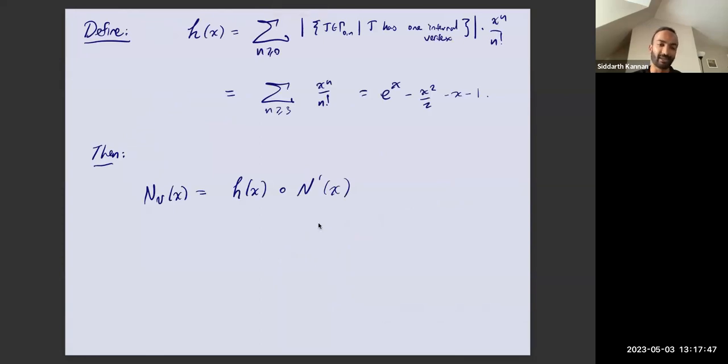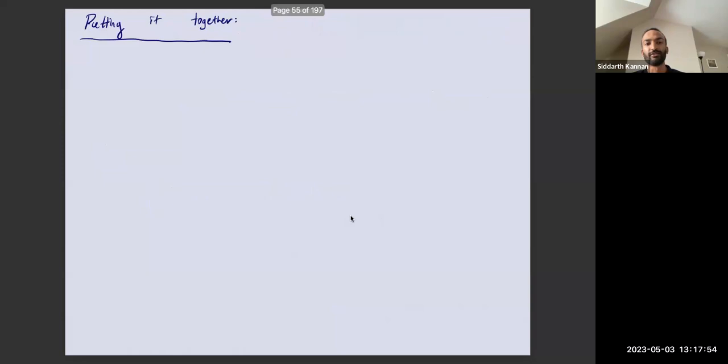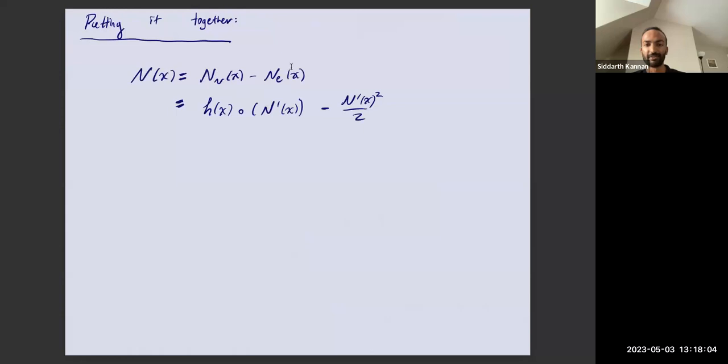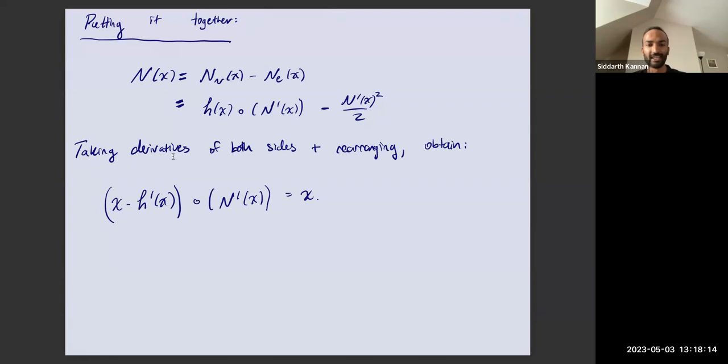So now we've calculated both n sub v of x and n sub e of x in terms of our original generating function. If you put this together, we had this equation, which is just the fact that the Euler characteristic of a tree is 1. Then we had these two calculations: we calculated n sub e of x semi-rigorously, and n sub v of x informally, and we got this equation. You can take my word for it that if you take derivatives of both sides of this equality and rearrange, you get the following formula: x minus h prime of x is composition inverse to n prime of x. And recall that h prime of x was totally easy to calculate. It's basically an exponential.